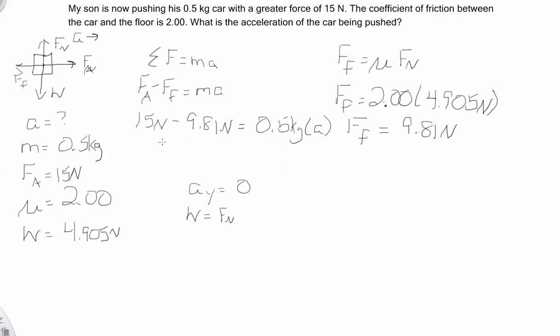So algebraically, to solve for this, I'll do a simple subtraction here, and that's 10.19 newtons, which is equal to 0.5 kilograms times acceleration. When you do the actual math, though this is a horizontal acceleration, it comes out to be 20.38 meters per second squared, and that's actually pretty large. Okay, so that's the end of the second example problem to solve for acceleration.